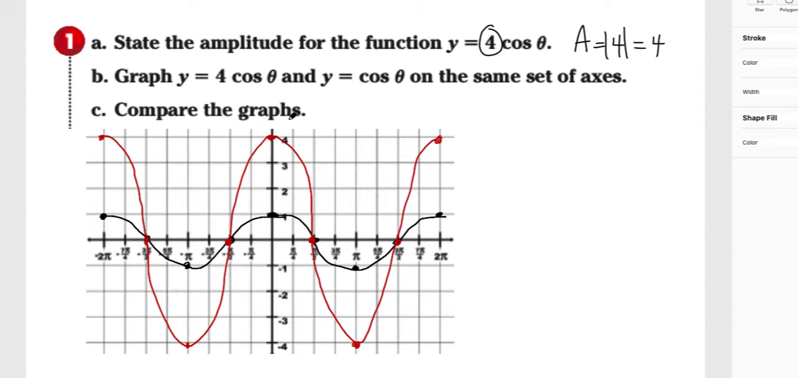And B says to compare the graph. And so what we're doing is comparing and contrasting. The shape is relatively the same. It still has the same period. Everything stays the same except the maximum and minimum height. Well, that's not true. Everything is multiplied by 4, and everything in terms of the x-intercept stays the same because those don't change given the fact that we're multiplying by 4. So that's the comparison that we wanted to talk about there.